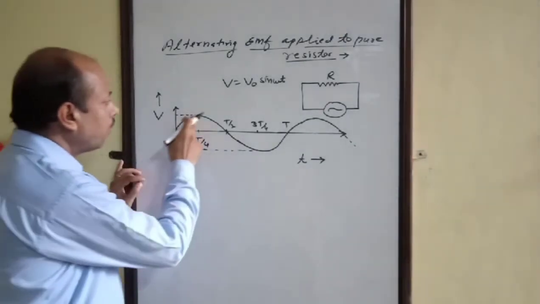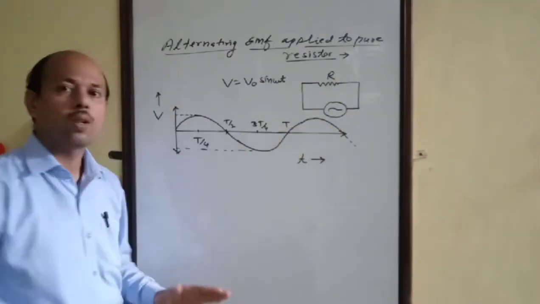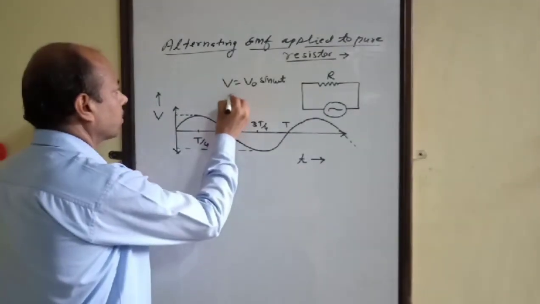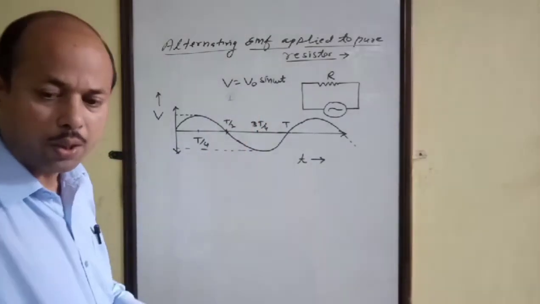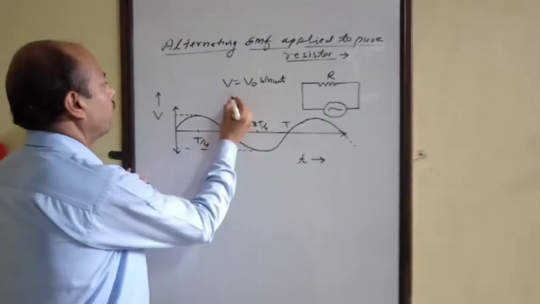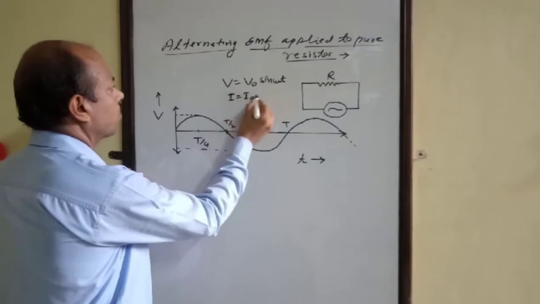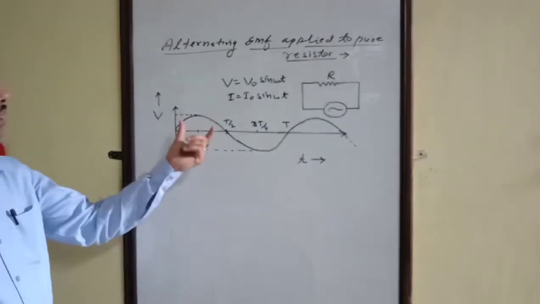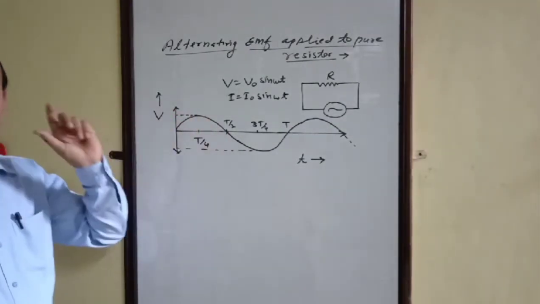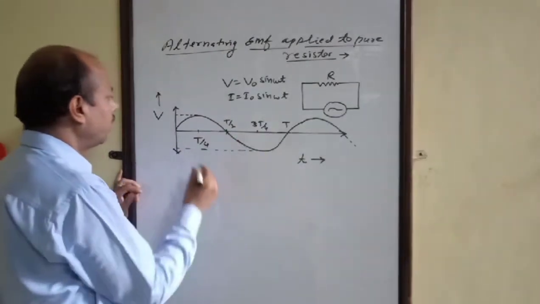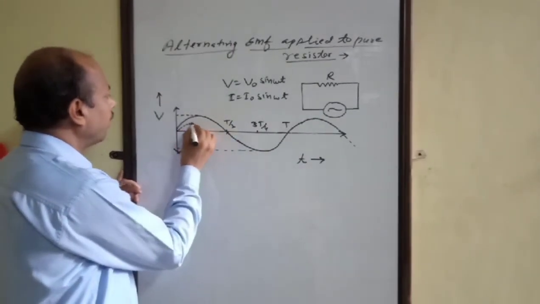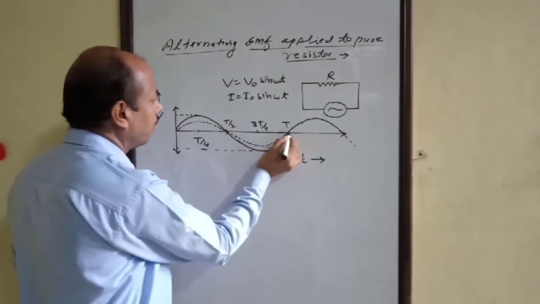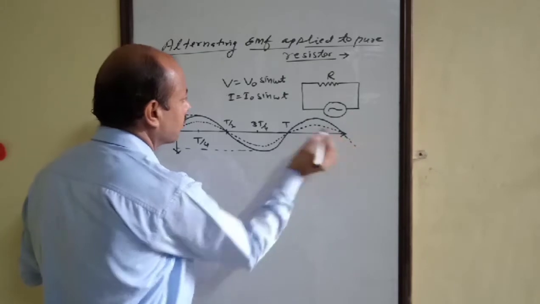Now this graph we have drawn for V equals V naught sin omega t. Now if we draw the graph for I equals I naught sin omega t, we get the same variation. The variation of current will be exactly the same as that of the voltage, but the peak value may differ. That's why I am drawing the variation of current like this.